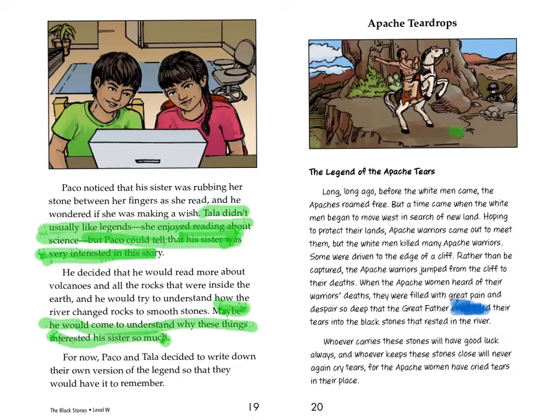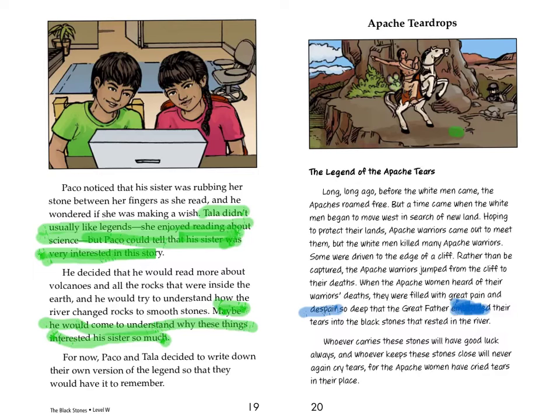Highlight despair if you don't know what despair means. That's fine. I'm pretty sure I know what it means, but I'll highlight it just in case. Okay. What can we infer that despair means? Andy? Cry, be sad. Sadness? Yeah. Sadness. Can you read that sentence replacing despair with sadness? "They were filled with great pain and sadness, so deep that the Great Father embedded their tears in black stones that rested in the river."